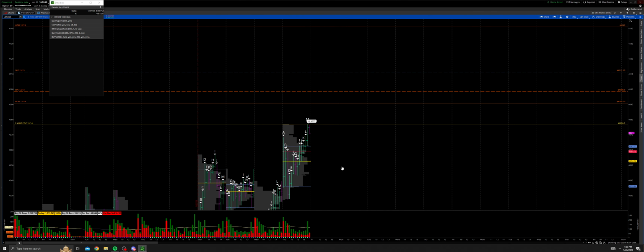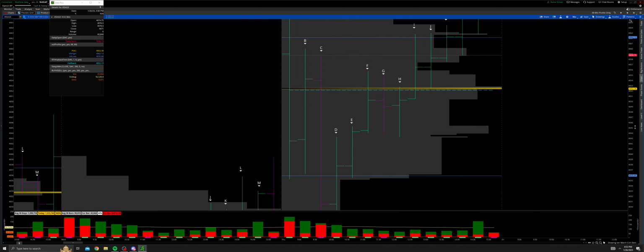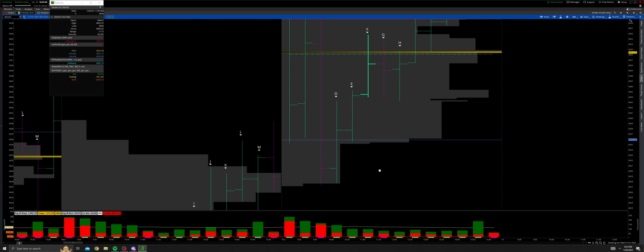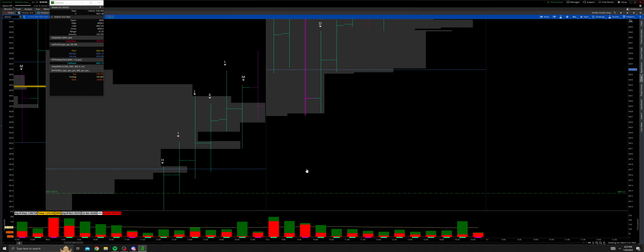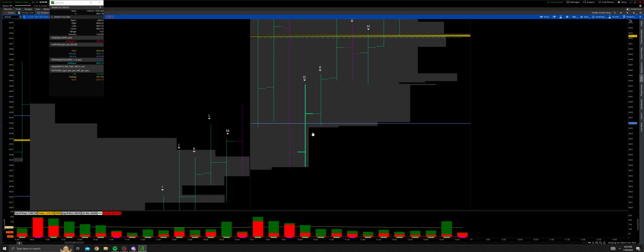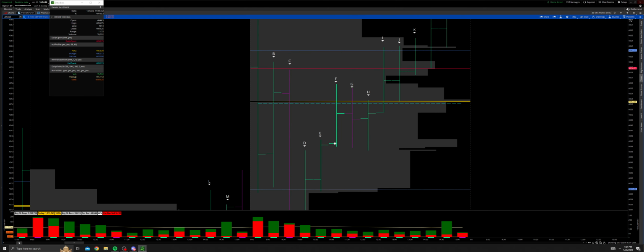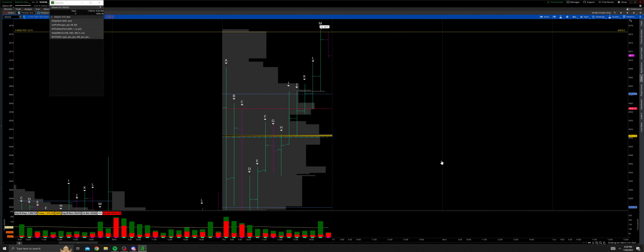Okay. But we didn't get it by much, right? We didn't get that low by much. We were trying and attempting to go trend to test the lower distribution where the single print started at 4012. But we didn't quite get that as D came in and filled it. And then we kind of just ground up higher. The only trade that I took today was in F period.